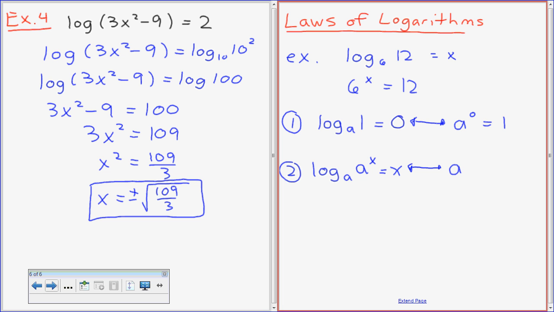No, let's just leave that for right now. Number 3 is a to the log a to the x. Again, it just equals x. My example for this one would be 6 to the log 6 to the 3.